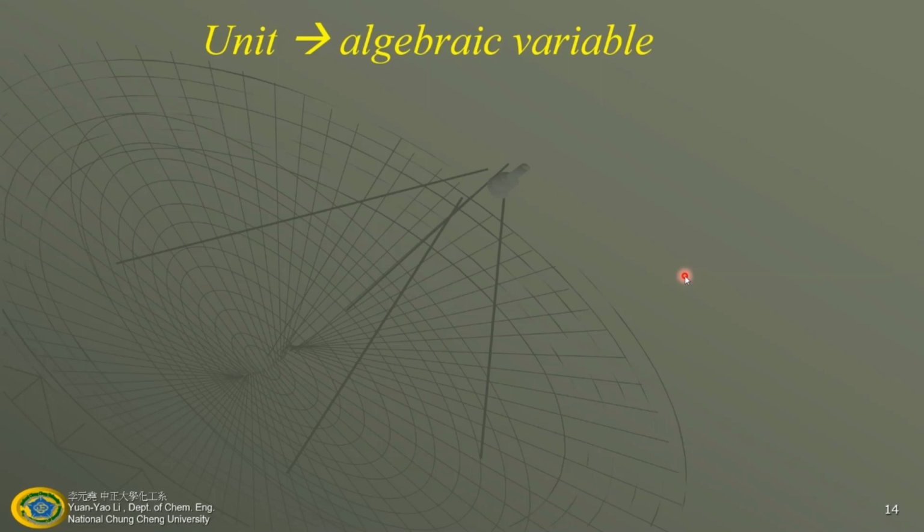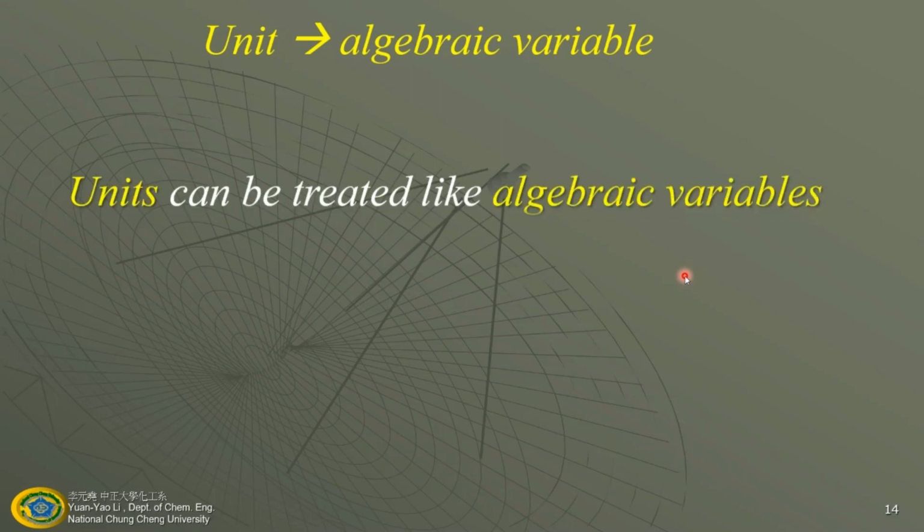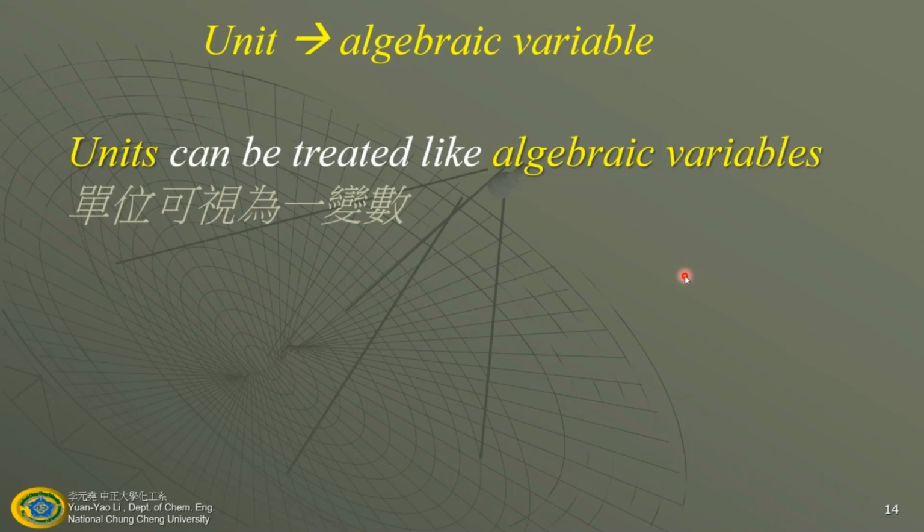And in unit, you can regard unit as a kind of algebraic variable. What does that mean? Unit can be treated like algebraic variables. For example, 5 centimeter subtract 3 centimeter equals 2 centimeter. So we regard centimeter as a variable: 5x minus 3x is 2x, right? So you can use centimeter as an x, and once you do the computation, you define x as centimeter.